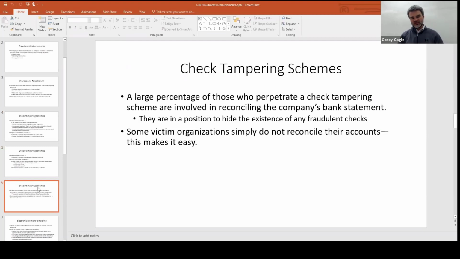The book makes a point that usually the people who try to do these kind of frauds are the ones who have the duty to do the bank reconciliation. So it's good to separate that duty. Anybody who's handling checks should not reconcile the bank statement, right? And you'd be surprised, or maybe you wouldn't, at the number of people who don't even reconcile the bank accounts at all. So that's a thing that often doesn't happen.